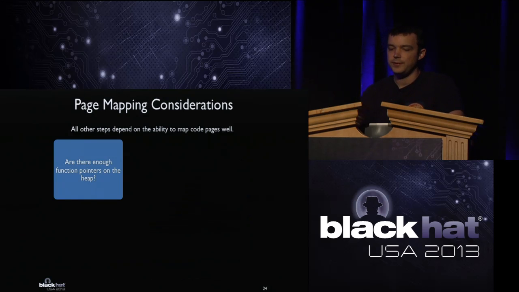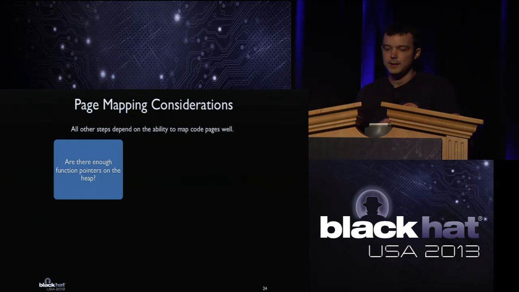Now, one of the big questions is regarding page mapping. And since all of the steps in our framework rely on our ability to map out a large number of code pages, to find gadgets within them, to find API calls within them, it's worth looking at how well we're able to do that page mapping in detail.